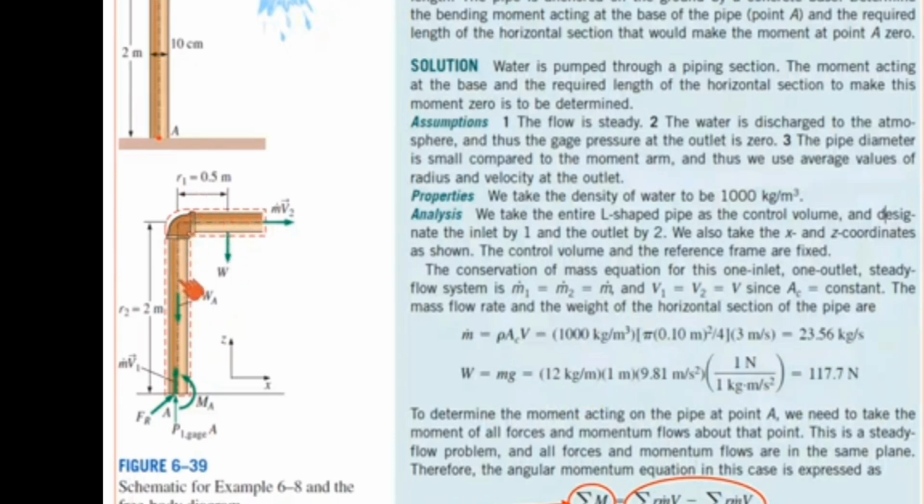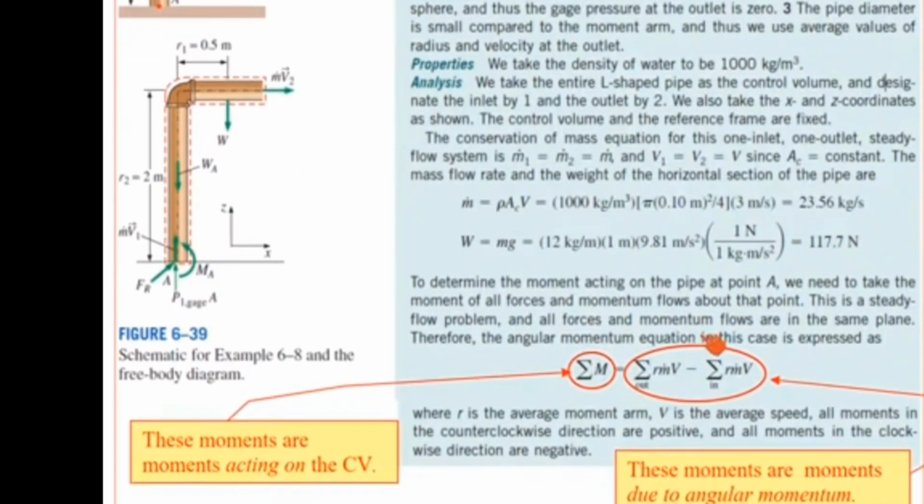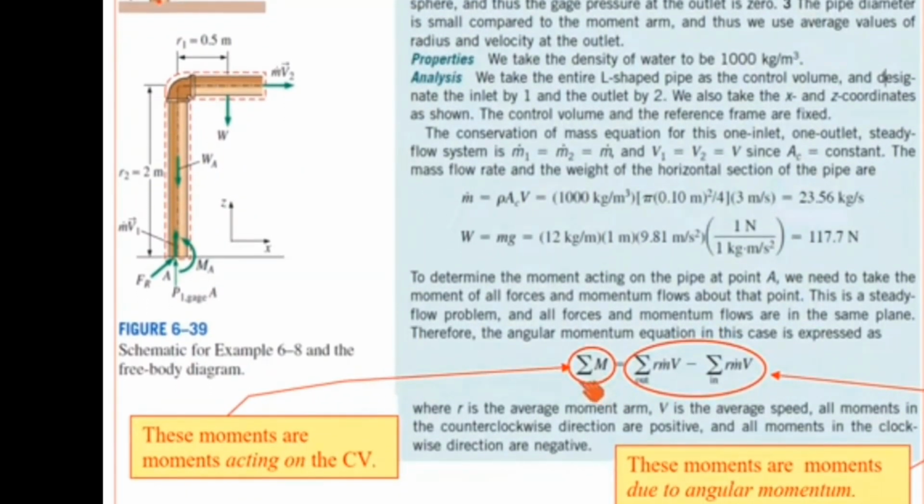We calculate the mass flow rate, rho times cross-sectional area times V. We get our results in kilograms per second. We were given the weight of the water in the pipe per meter, so we calculate this total weight, which acts at a distance of R1 from the center line of this vertical pipe. If this pipe were longer, W would act further to the right. Here's our result in newtons.